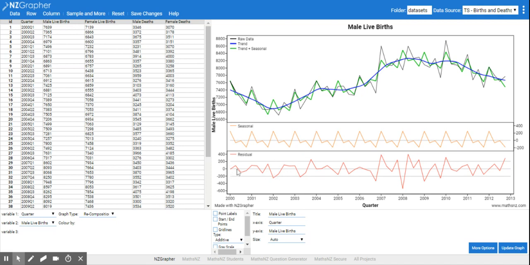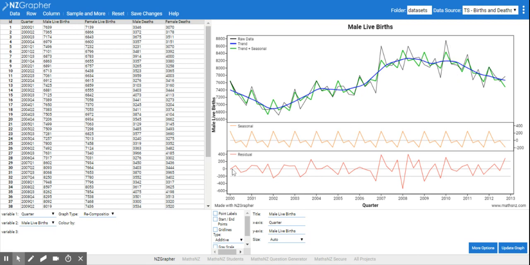The residual is the difference between the black line and the green line. And if we had a perfect model, our green line and our black line would be laying on top of each other. We can see that generally they are very, very close together. Here is where it starts to get a bit different, here and here.